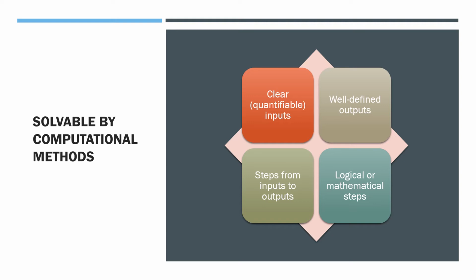If the problem is solvable by computational methods, there must be 4 features to the problem. One is that it must have clear inputs, and typically those inputs should be quantifiable. That is, they should be expressible as clear quantities. There must be well-defined outputs. It must be clear what outputs the user wants to see. There must be steps that will get us from the inputs to the outputs. If there's no way of getting from the inputs to the outputs, then we can't write a program. And finally, those steps must ultimately be logical or mathematical, because that's the kind of processing that a computer can do.